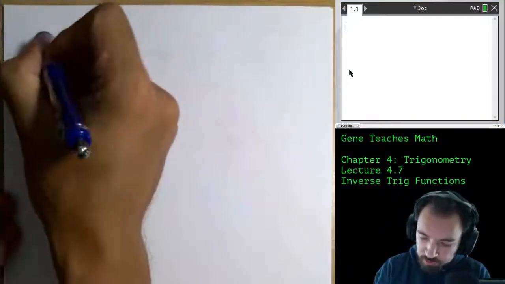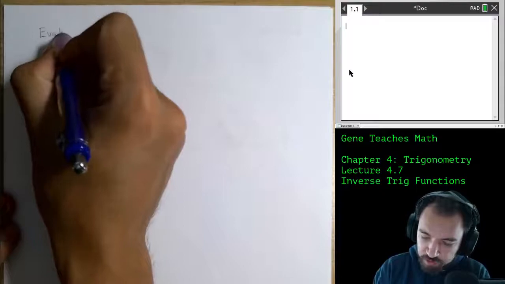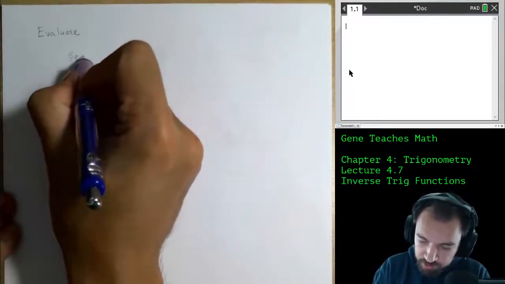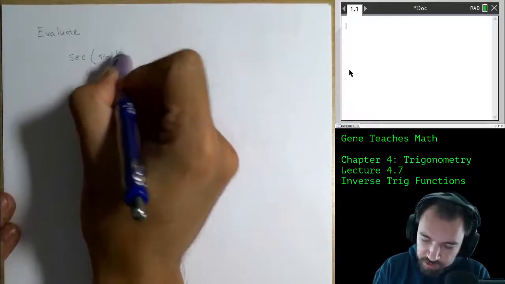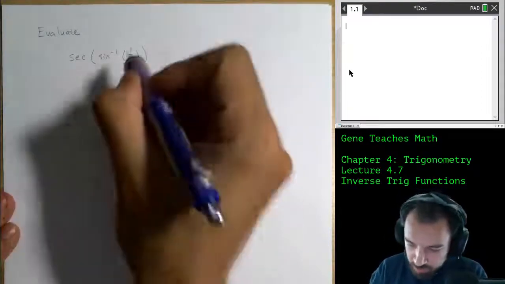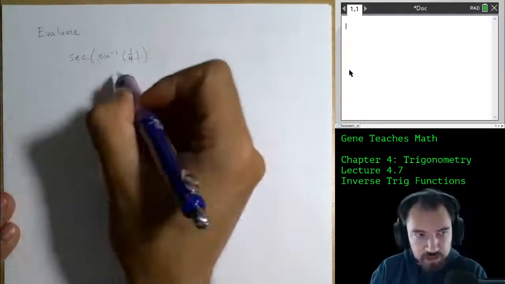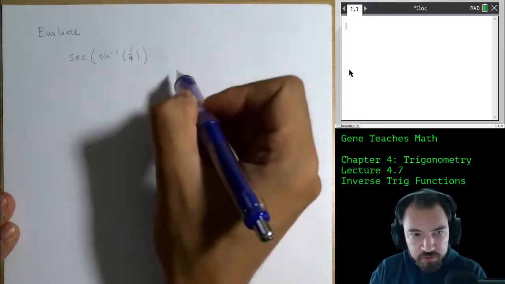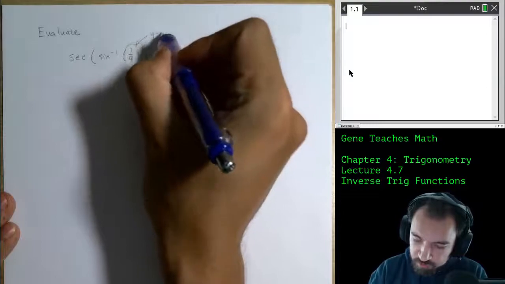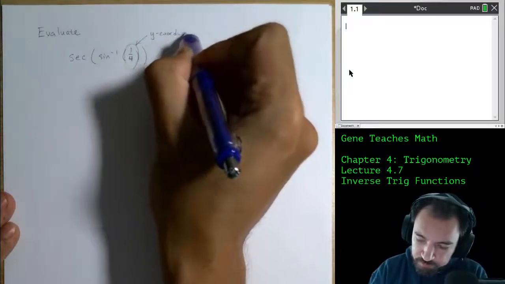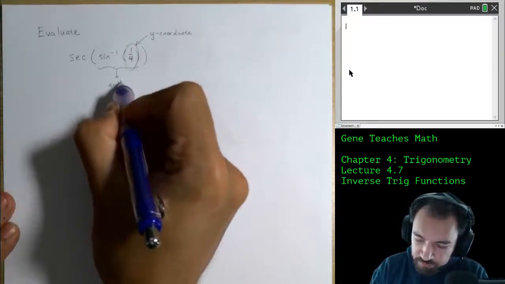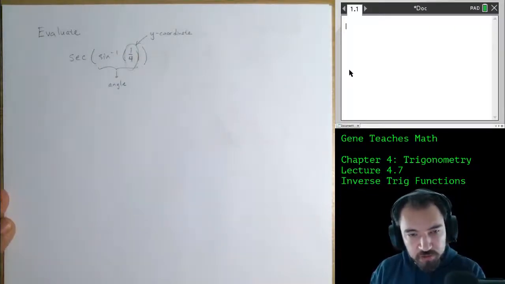Now, using a similar kind of logic, we can actually solve a much more interesting type of problem. I would like to evaluate the secant of sine inverse of 1/4. So the first thing we do, we analyze from the inside: what is sine inverse of 1/4? First of all, we can think of this as the y-coordinate in the unit circle. And that means this is going to give us an angle. And then we want to take the secant of that angle.